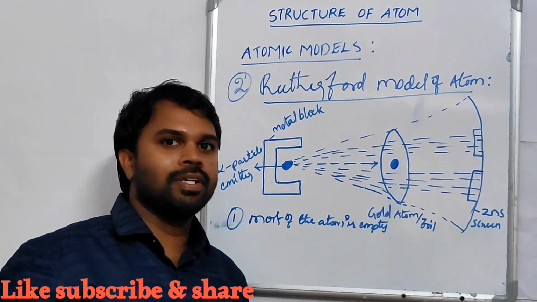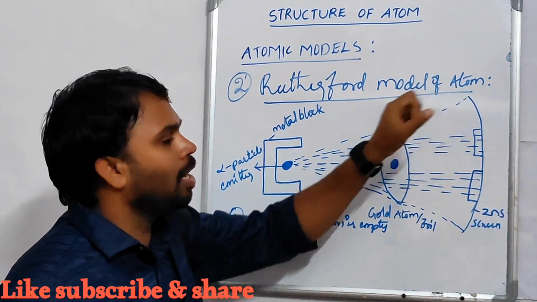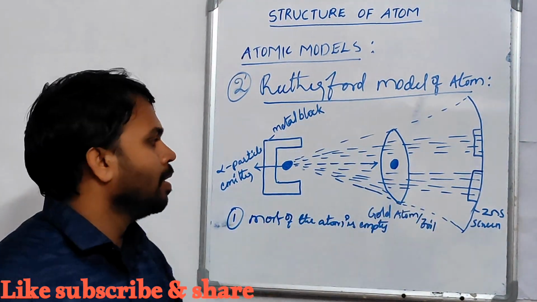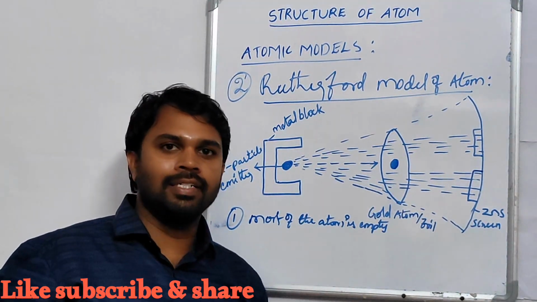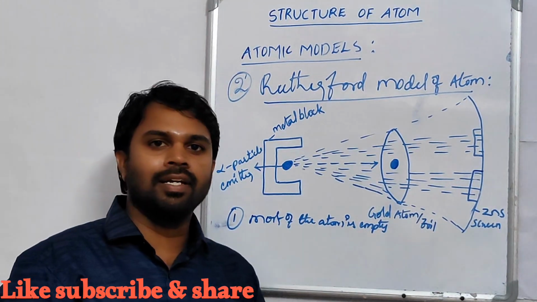And second observation is very few alpha particles deviate with small angles, which indicates it contains positive and negative charge in equal amount. So atom is electrically neutral.